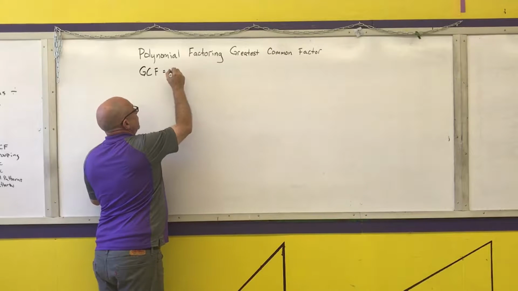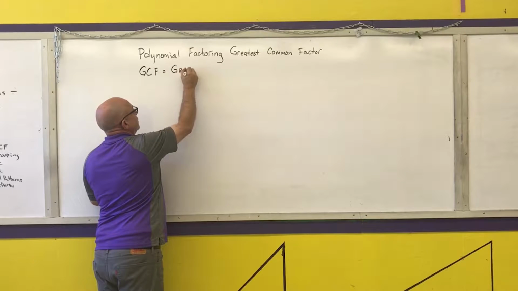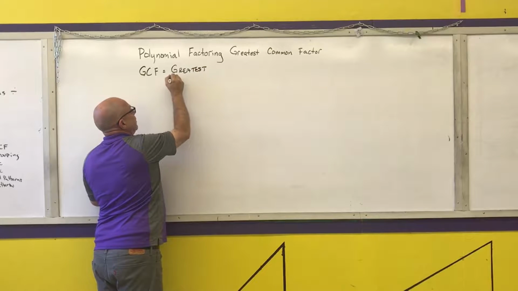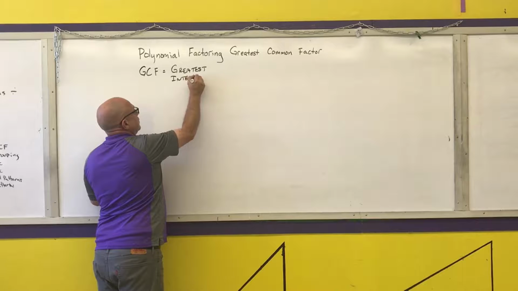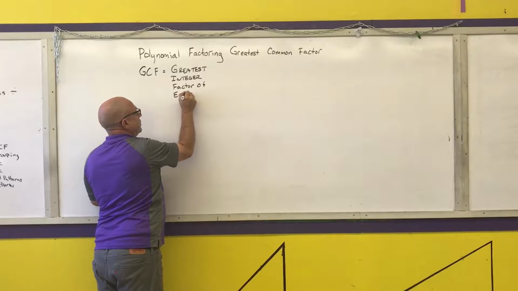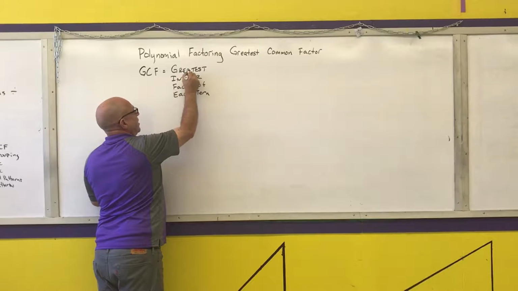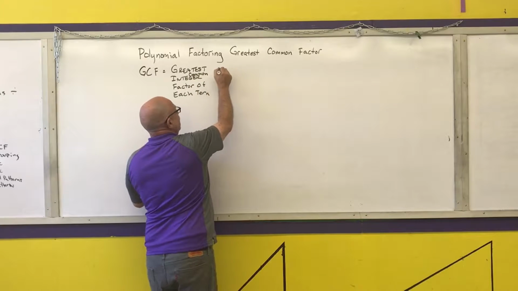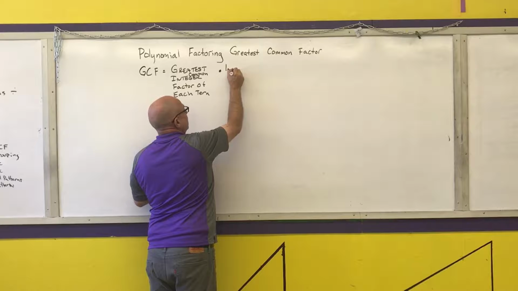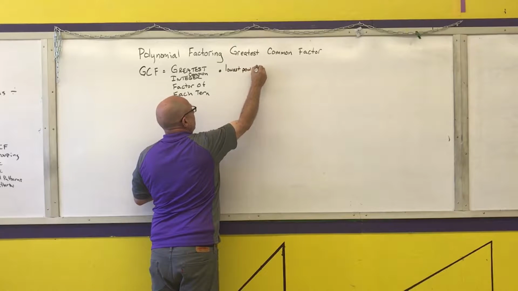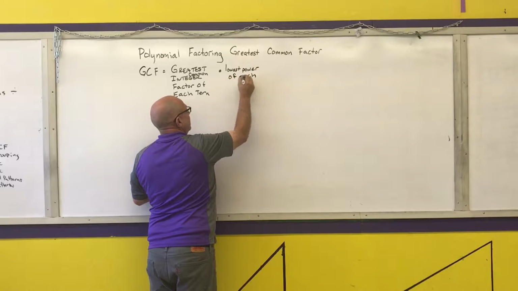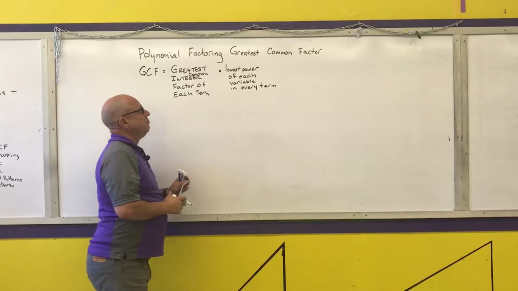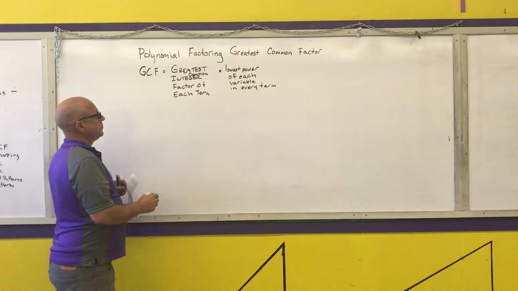it is the greatest integer factor of each term, and we're going to put the greatest common factor times the lowest power of each variable in every term. That is basically what we get for the greatest common factor.